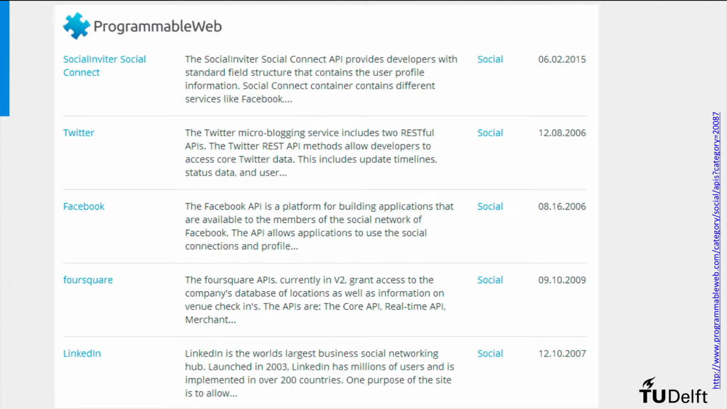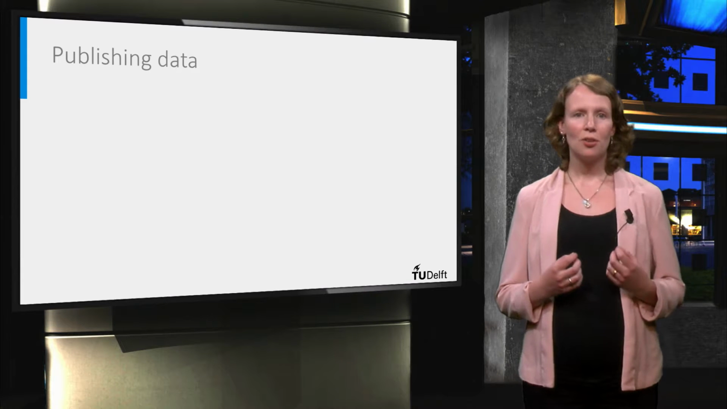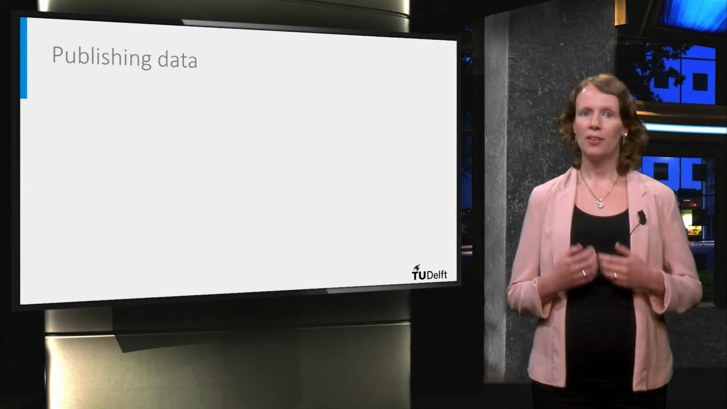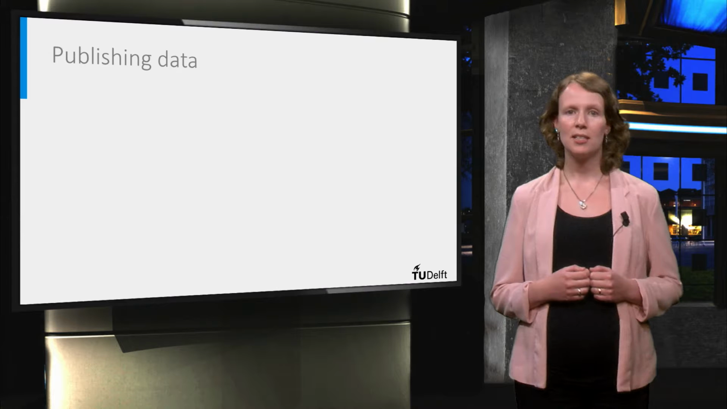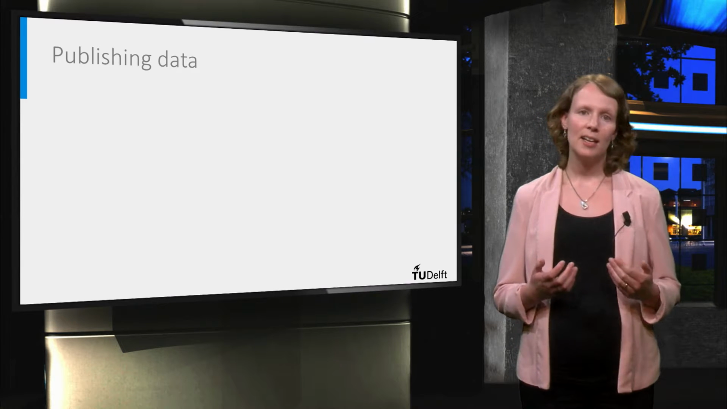An example of a tool that can be used to collect data is a social media application programming interface, or API. Programmable Web provides an overview of various social media APIs, such as those for Twitter and LinkedIn. Then, a selection of the created and collected data can be published if this is legally allowed and the data is not sensitive.